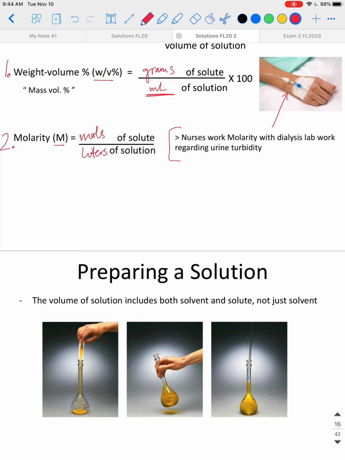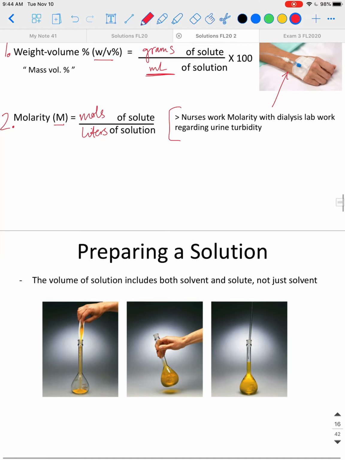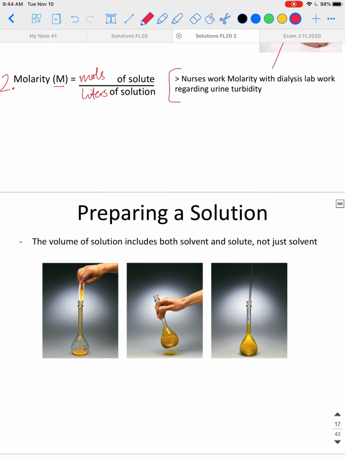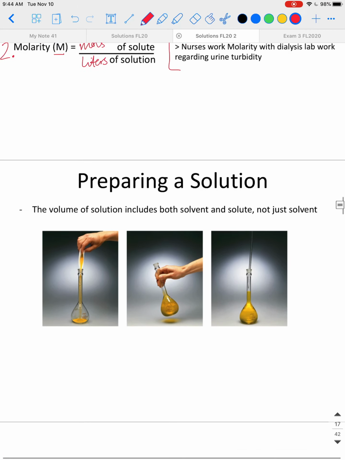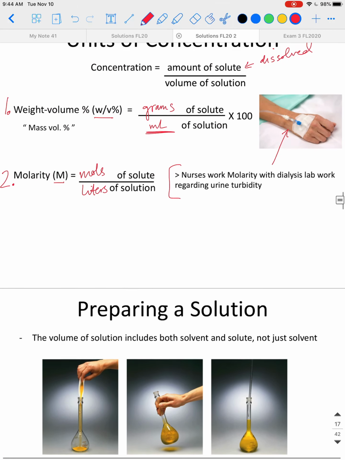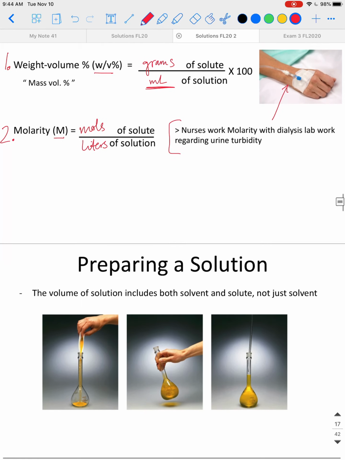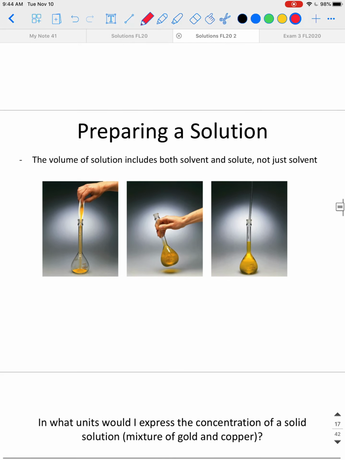Again, molarity is critical. Nurses, when you calculate, we learn a lot of things from urine samples, and we can calculate the volume of water, the concentration of water, the concentration of salt, and a lot of other things from urine. That's critical when, for example, you're doing dialysis lab work with urine turbidity, to calculate concentration there. We will do some practice problems with these equations in the coming slides, but there they are.